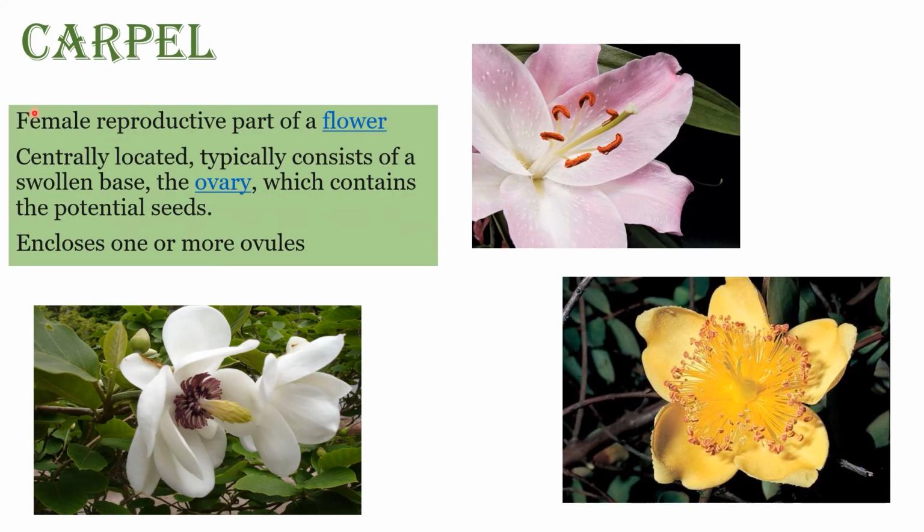Carpel. The carpel is the female reproductive part of a flower, which you can see here. There are 3 types of carpel here. This is centrally located and consists of a swollen base. You see, this is the swollen base, this is the swollen base, and this is the swollen base, which contains some potential seeds. This is where the main process takes place in the flowers, and it encloses one or more ovules. It depends on the flower because each flower has different properties.